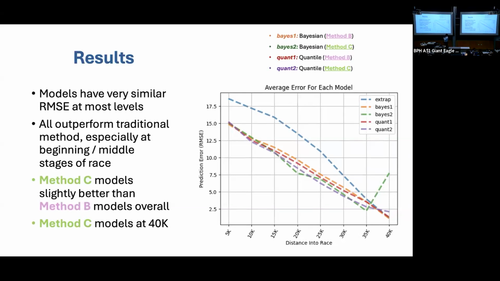And then also something to note, because it kind of sticks out, is that there's this increase in error for the 40K for the method C models, which we don't have an explanation for at this time. That's something we're still looking into. But again, what we wanted to focus on was at the points with the most uncertainty, at the beginning stages of the race, we're able to have predictions that are better.